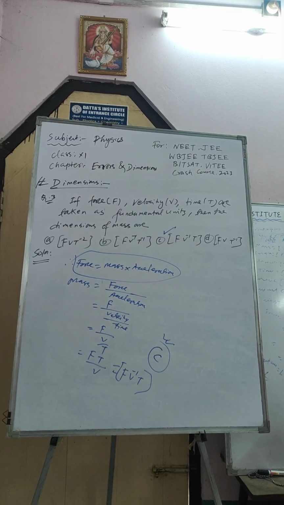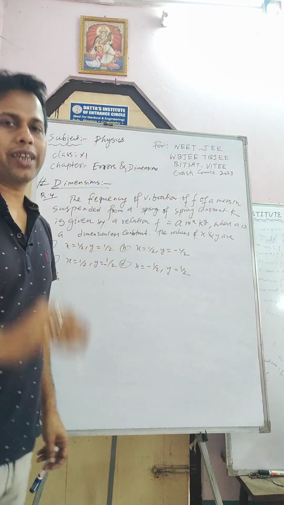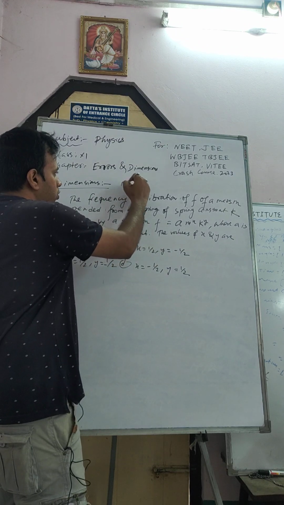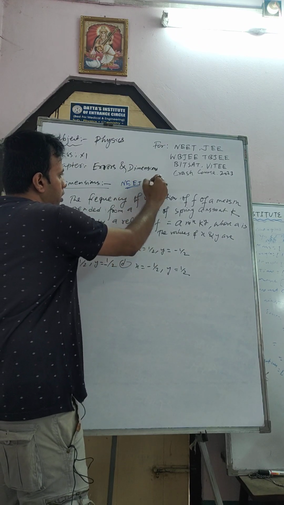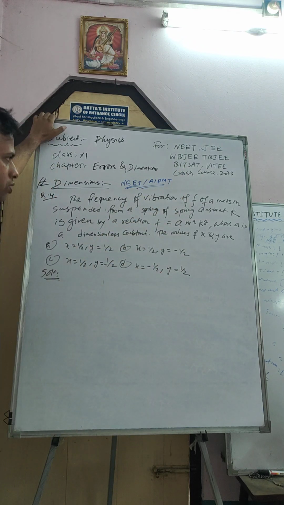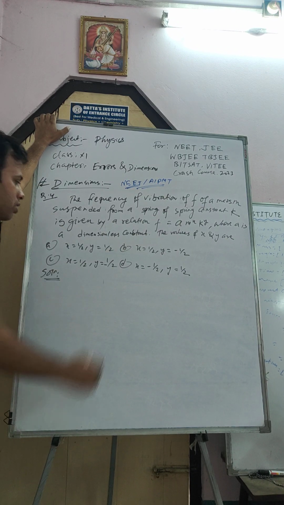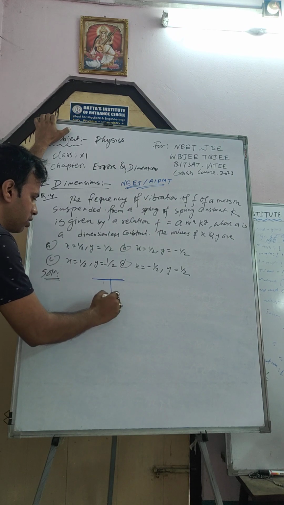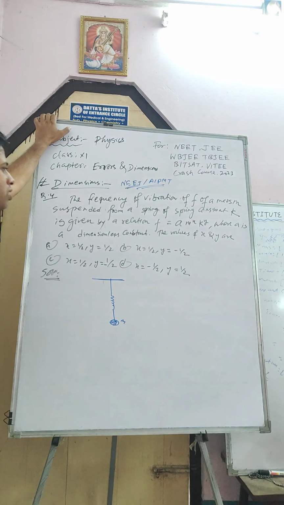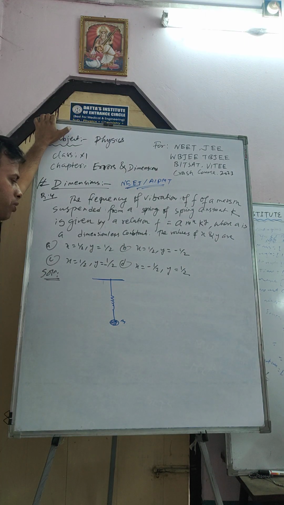So another question. There is another method of questions from dimensions. This question also came in NEET, or AIPMT. It is a medical entrance exam. The frequency of vibration f of a mass m suspended from a spring: suppose there is one mass and there is a spring. The spring constant is k.